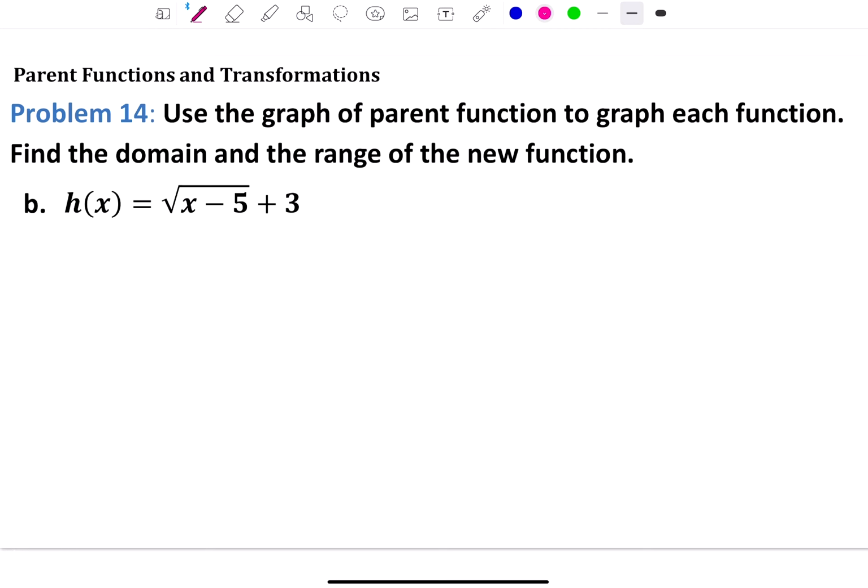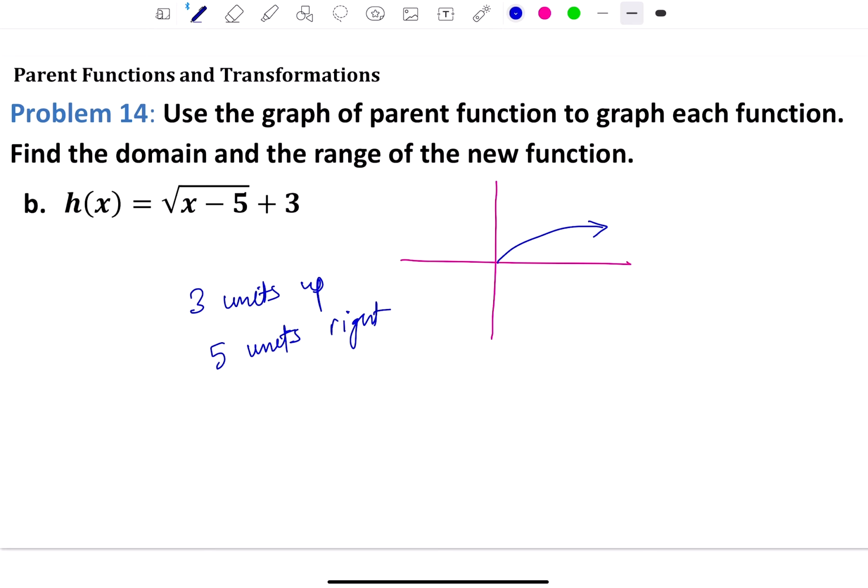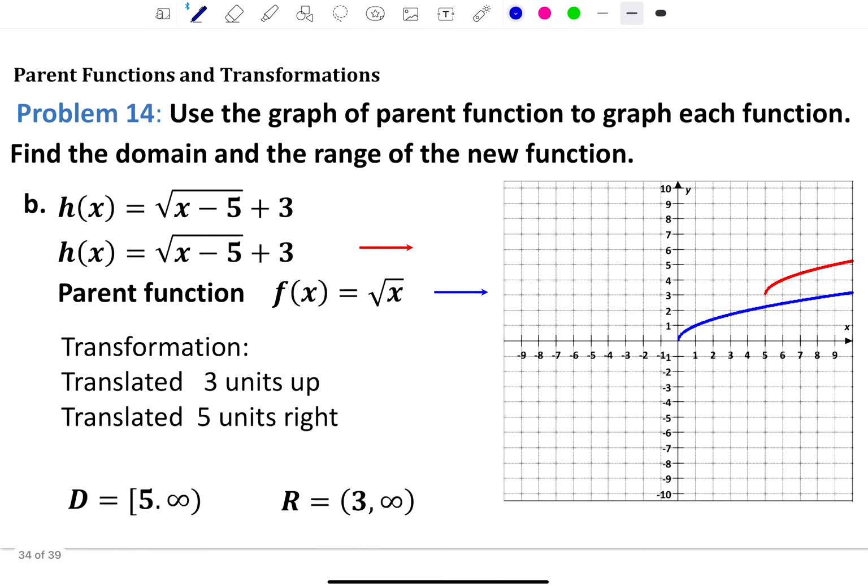Use the graph of the parent function to graph each function. Here we have a square root function. So our basic square root function looks like this, and we will be shifting it 5 units right, 3 units up. Every single point will be moved 5 units right, 3 units up, and this is how our new graph will look. The pink graph will be our new graph.